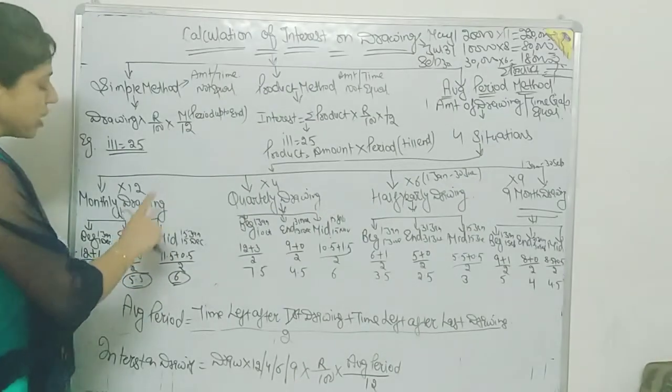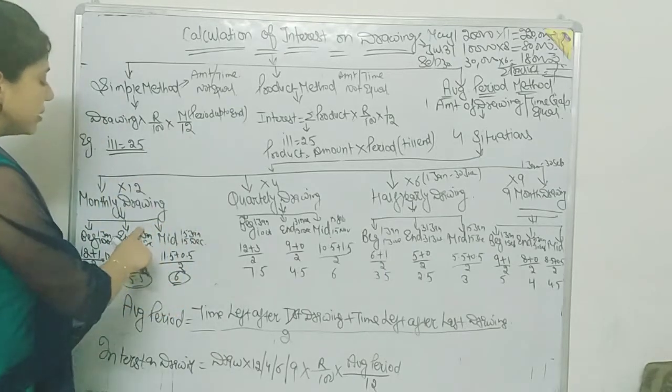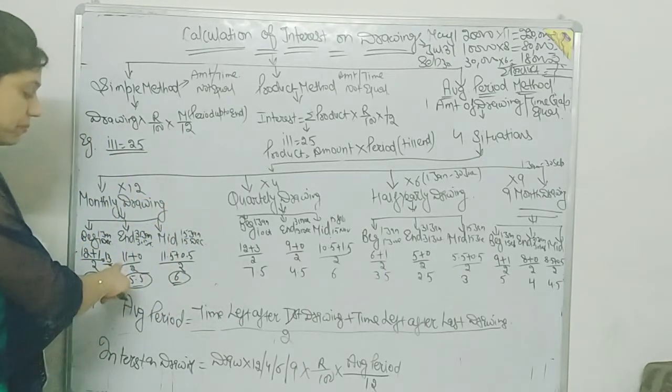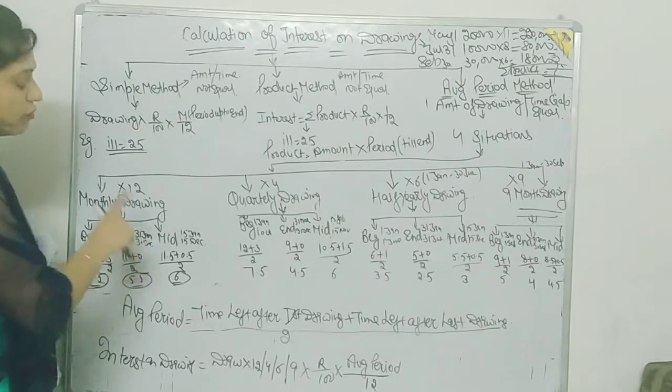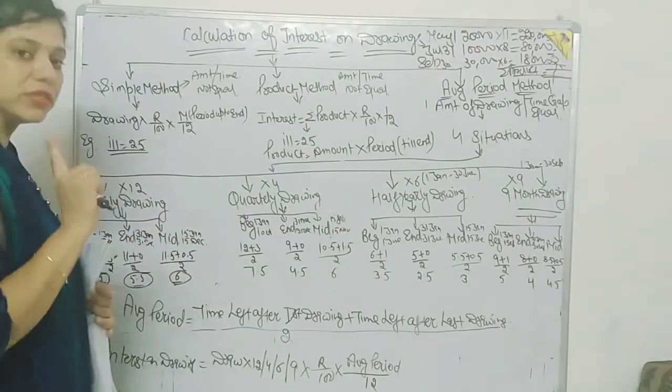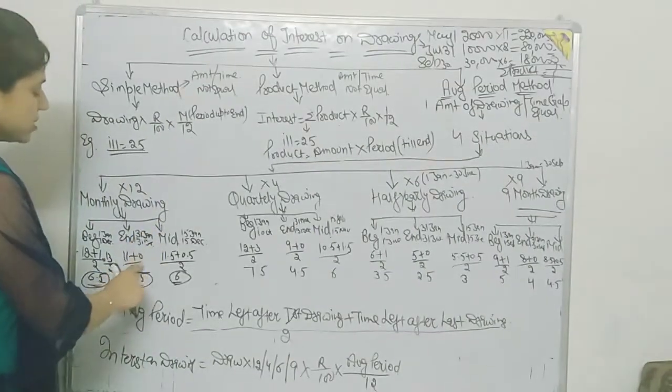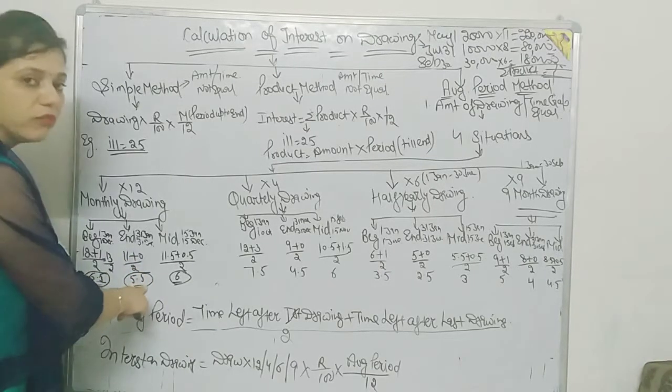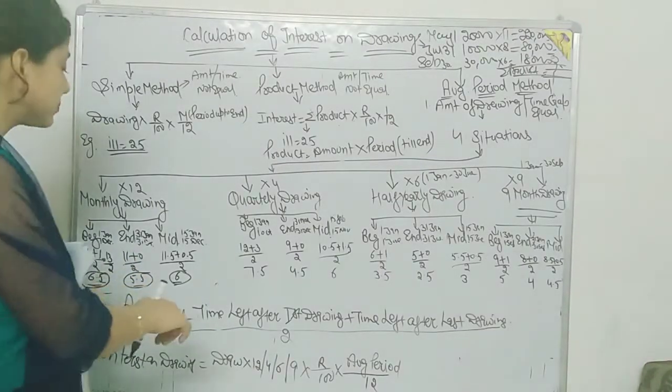So time left after the first drawing: after 31st January we have 11 months left, and after 31st December we have 0 months left. So 11 plus 0 by 2, that means 5.5. I hope it is clear.